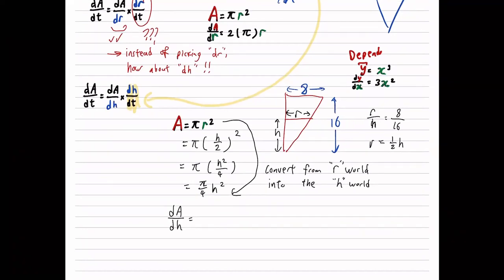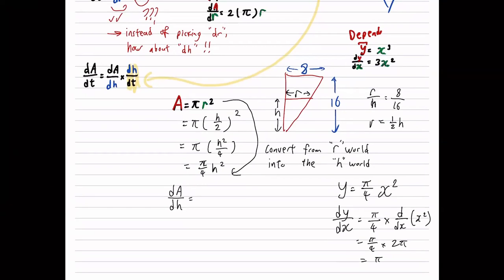Okay, I give you an analogy. y equals pi over 4 x squared. Can you find dy by dx? What's pi over 4? It's a constant factor, so you don't need to do anything. Then you just have to multiply by 2x, the derivative of x squared, which is 2x. Then pi over 4 times 2x, so you get pi over 2 x.